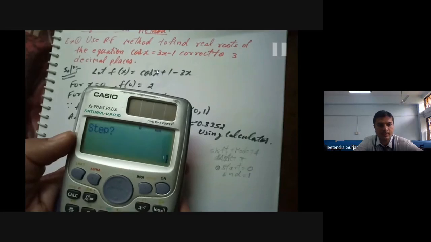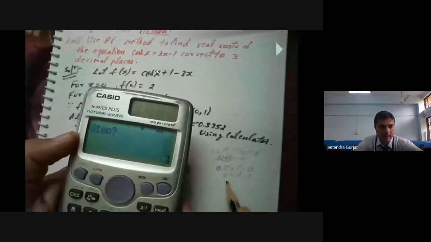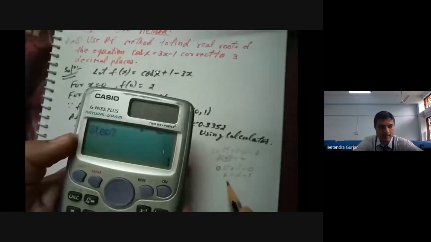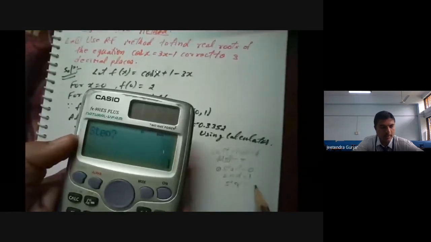Okay. Two values are substituted. Now it asks for the step length. How many steps are required? I take it as 0.1, 0.2, 0.3. So all the intervals are 0.1. From 0 to 1, in between we take the intervals as 0.1. So just type here, the step length will become 0.1. See, I am also writing on the side of the paper.